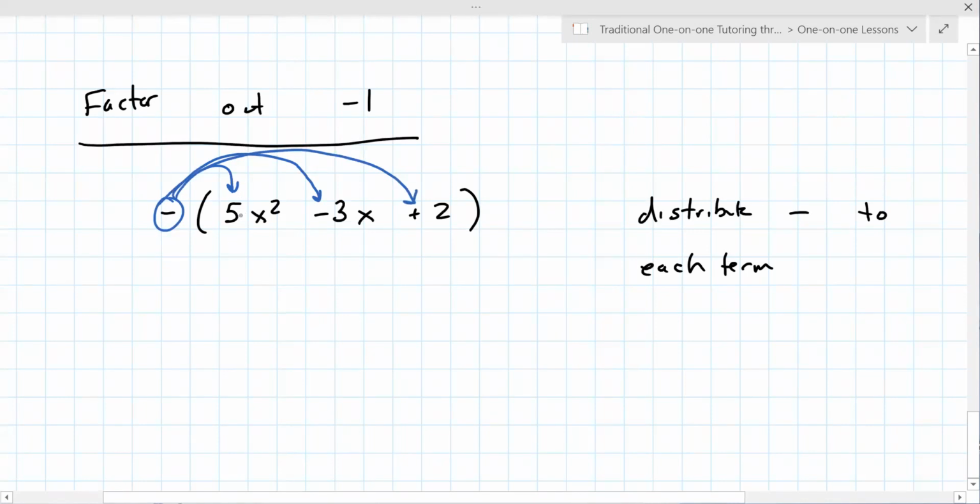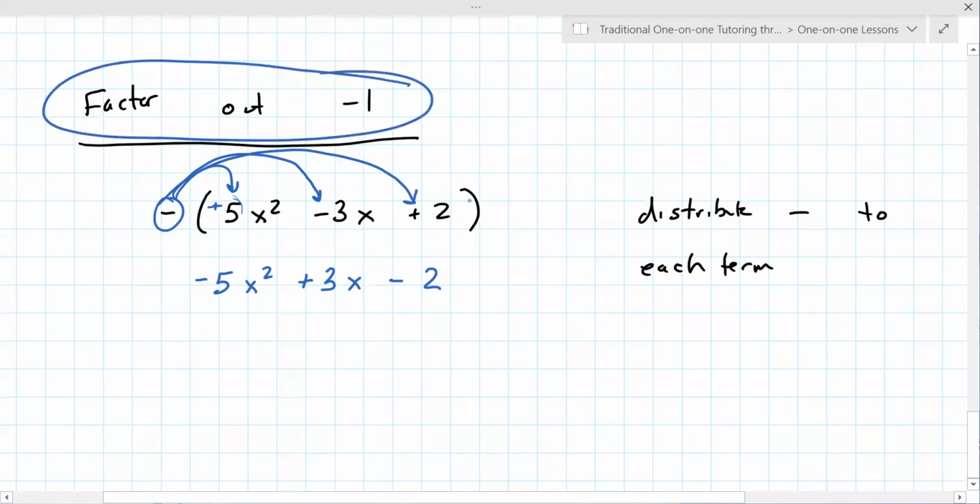Is 5 positive or negative in here? It's positive. We don't write it, but it's positive. So now it becomes negative. This is subtraction. The negative turns subtraction into addition. And this addition becomes subtraction. So if you were to factor out a -1, it's like going in reverse.